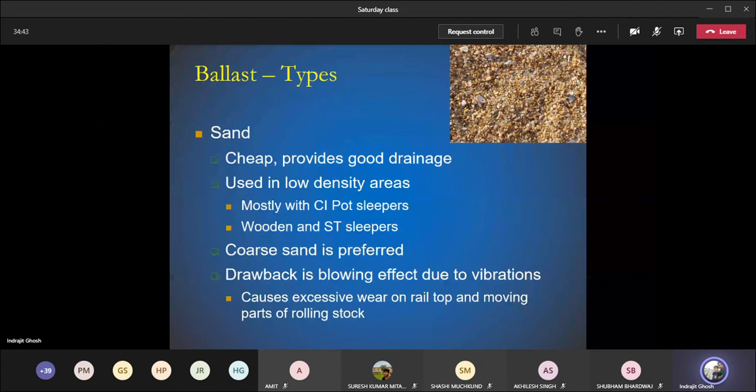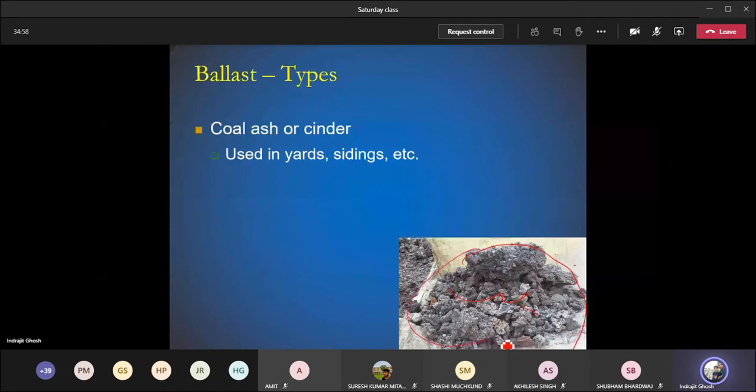Then the third one that we have used historically is known as coal ash or cinder. See the photo on this side, which I have included in this slide. So what is coal ash? Any idea? It is basically a kind of waste which is left after coal is burned.